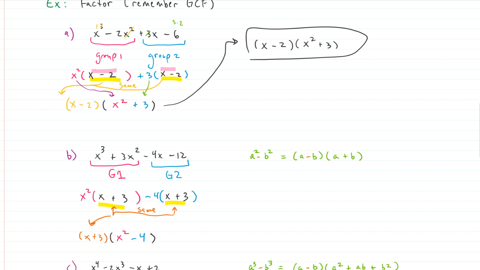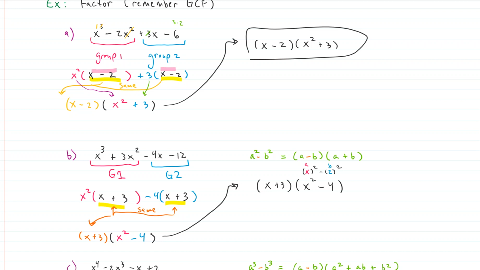It looks like we're done. At least we're hoping that, right? But the truth is we're not. Because the x plus 3 is okay, but the x squared minus 4 is not done. That is actually the difference of squares. So we can rewrite this as something squared, right? Minus something squared. And the a would be an x, and the b would be 2.